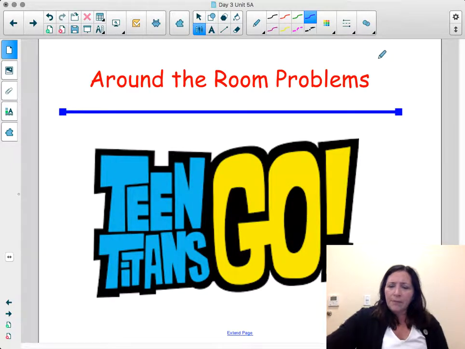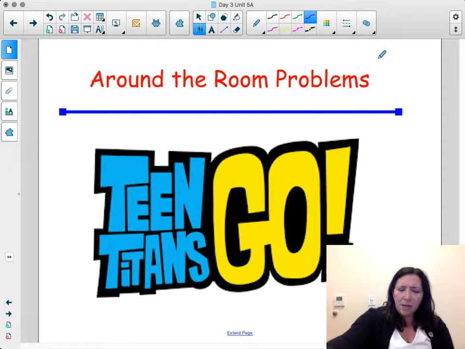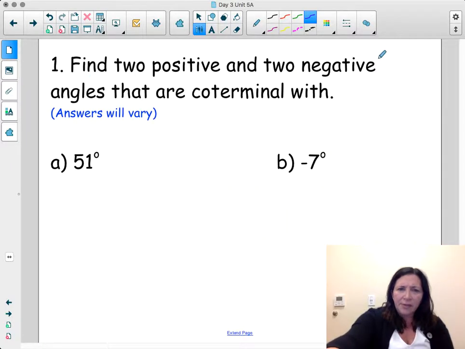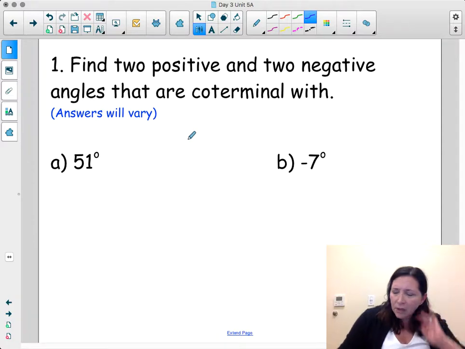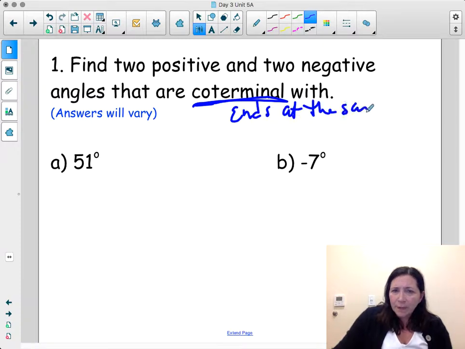Okay, so this was a bunch of around the room problems that we did in class. So I'm going to go through some of these. I'm just going to find one positive and one negative based on time. Find the two positive and two negative angles that are coterminal. Coterminal means ends at the same place.